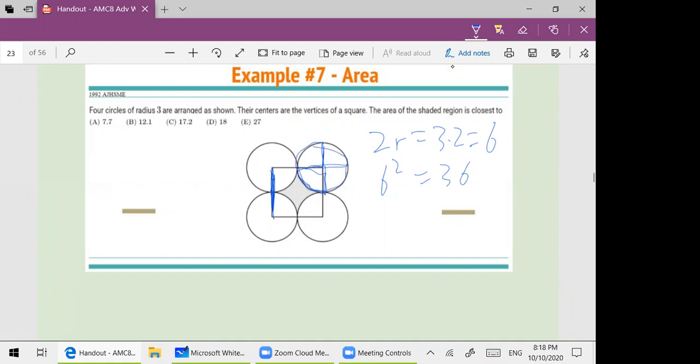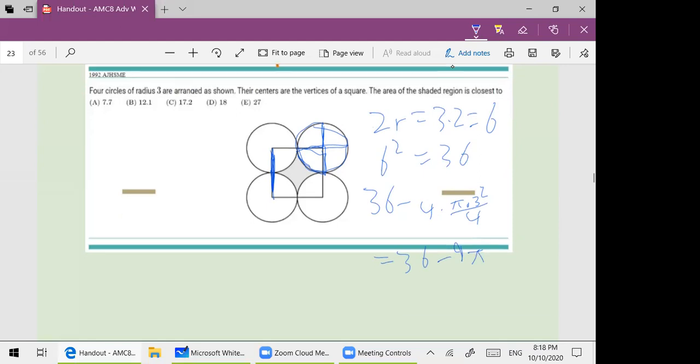So the area is 36 minus 4 times pi 3 squared over 4, which is 36 minus 9 pi. And 36 minus 9 pi is less than 36 minus 9 times 3 equals 9. So the answer is clearly A.